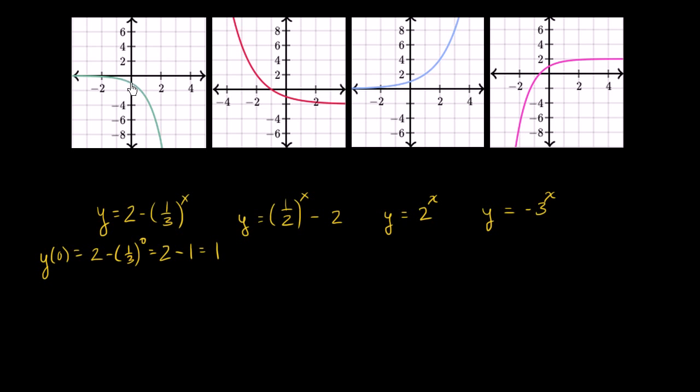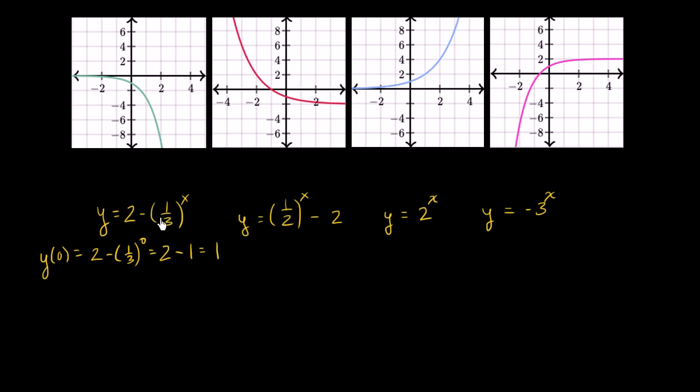Here x equals 0, y equals -1. Here x equals 0, y equals -1, or it looks like -1. Here x equals 0, y looks like 1, so this is a candidate. Here when x is equal to 0, y also looks like 1. So these last two seem like a candidate for this function definition right over here.